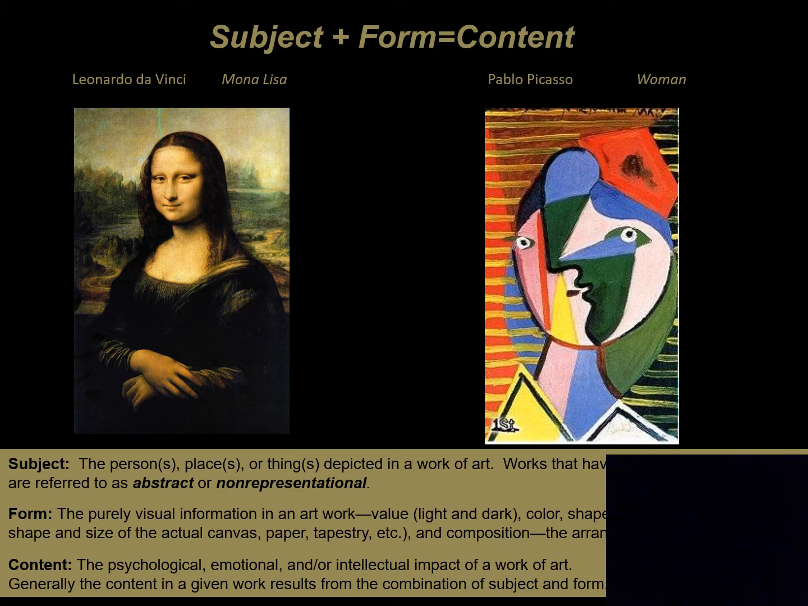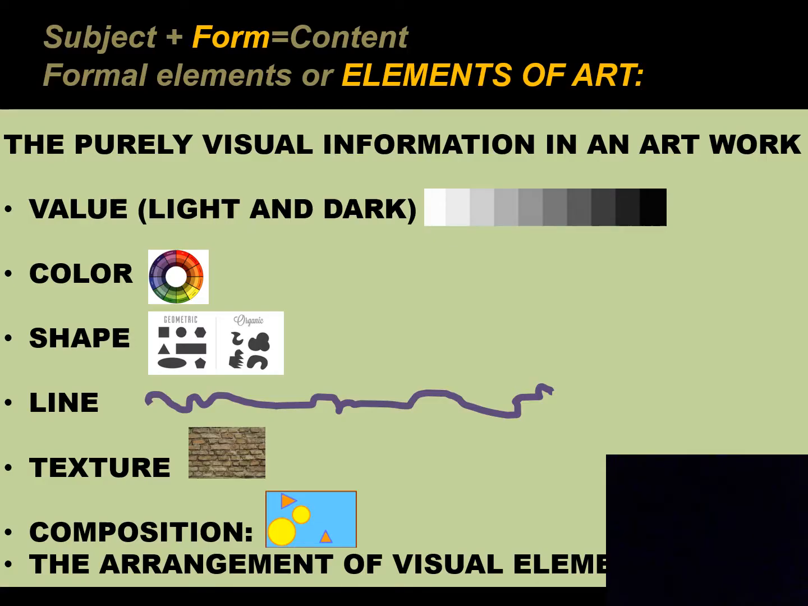The content that we experience from a work of art is the psychological, emotional, or intellectual impact of a work of art. The ideas that the work gives us, the emotions that we experience when we look at the work of art, and the content is the result of the subject and the form combined. Subject plus form equals content.